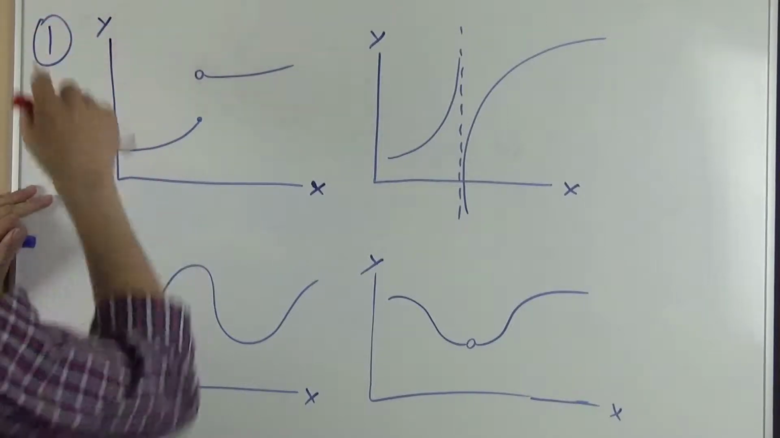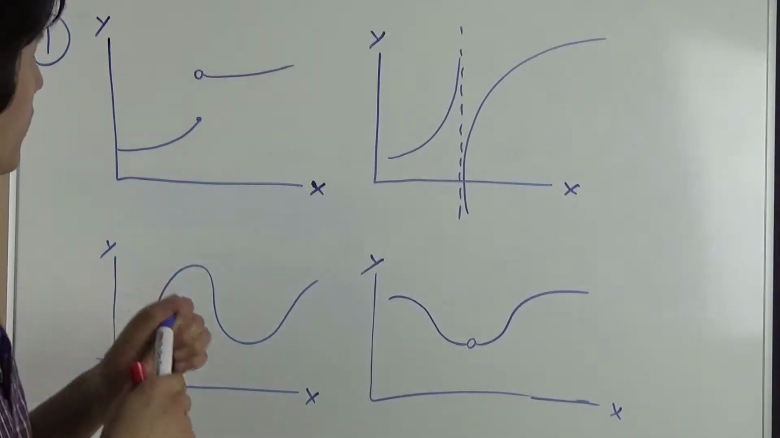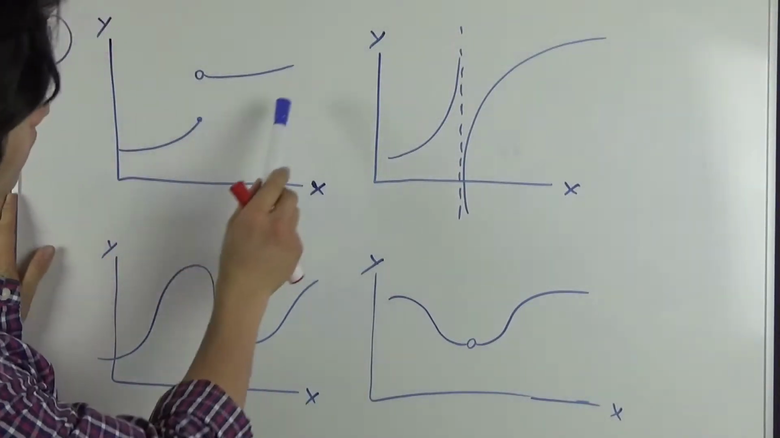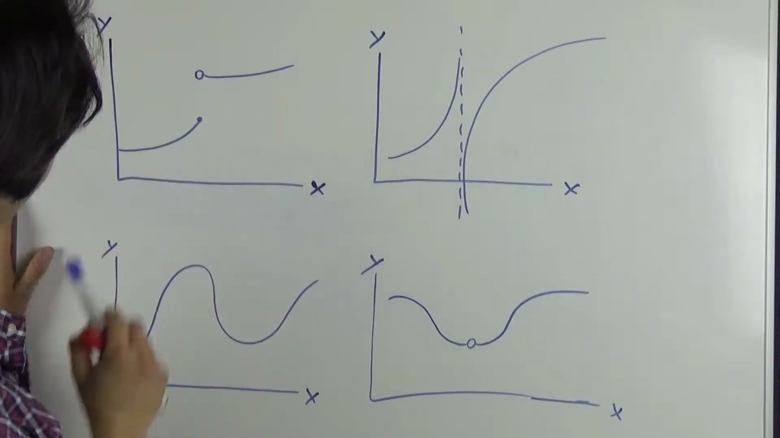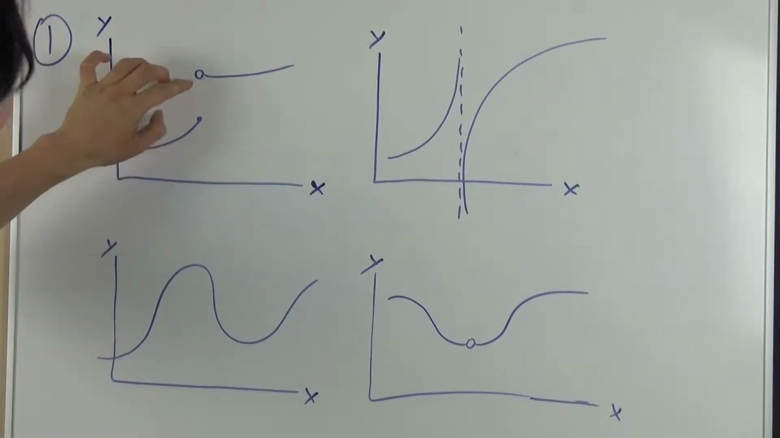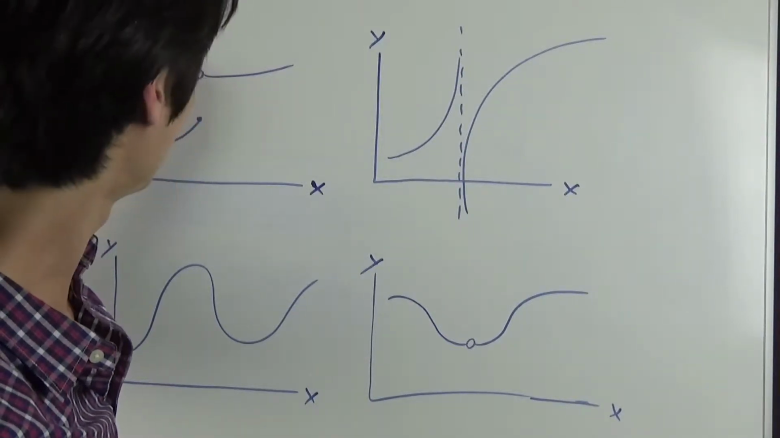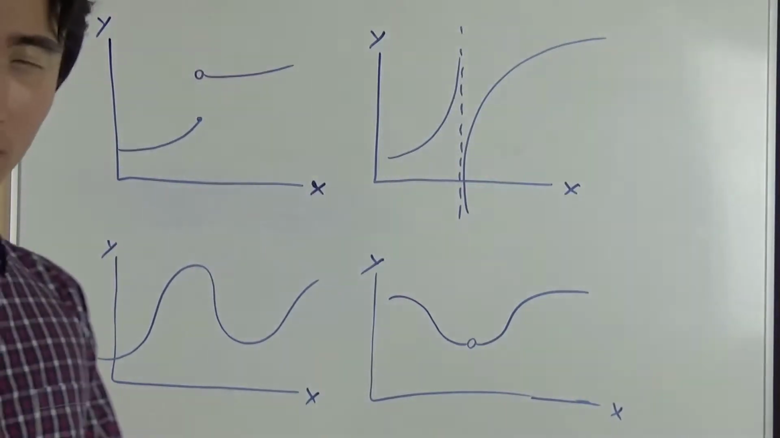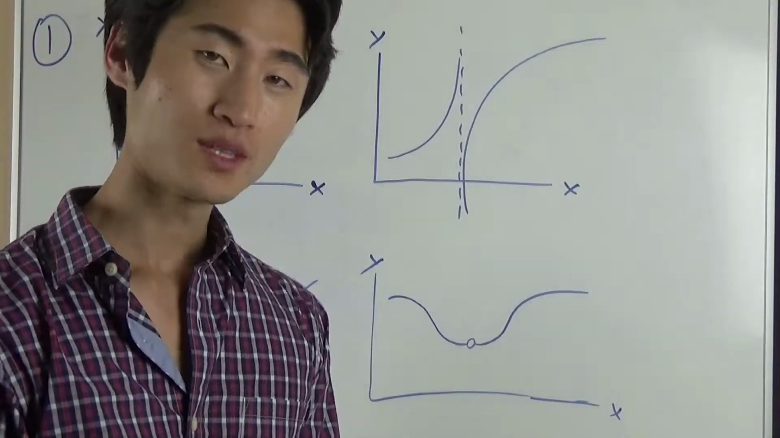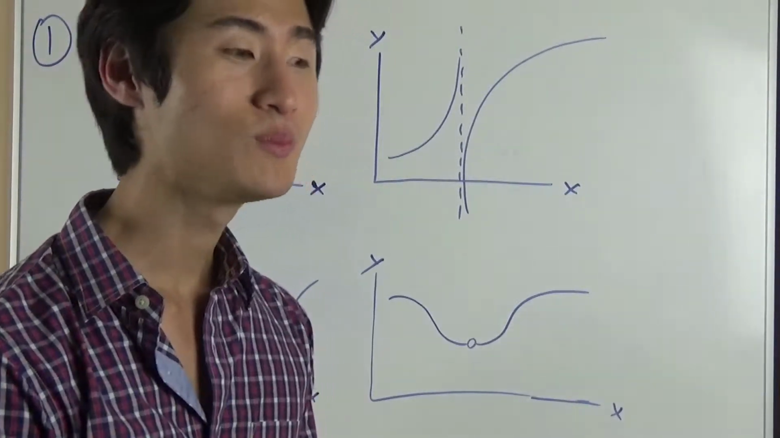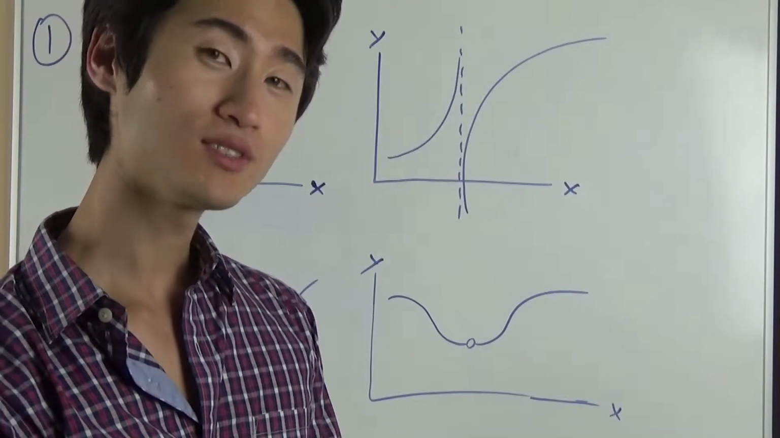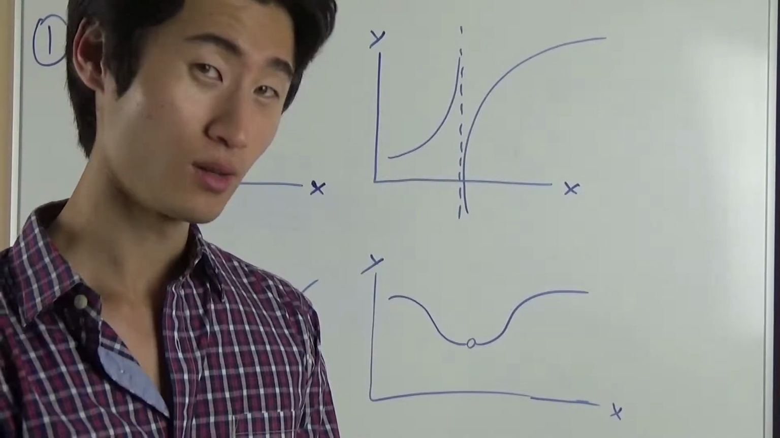So here we have a function, and it seems to be going like that, and this one seems to be going like that, and there appears to be a solid dot in there and an open dot right here. So does this function exist? Does a limit exist? Well, the definition of whether a limit exists means that the limit has to be equal to the left-hand limit and the right-hand limit. What does that mean?